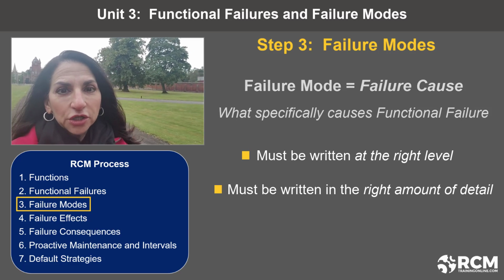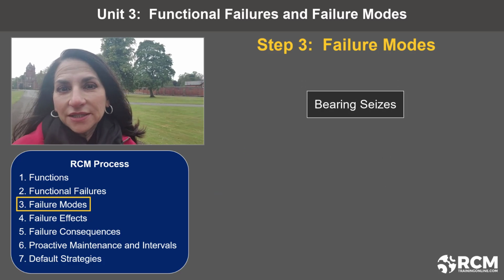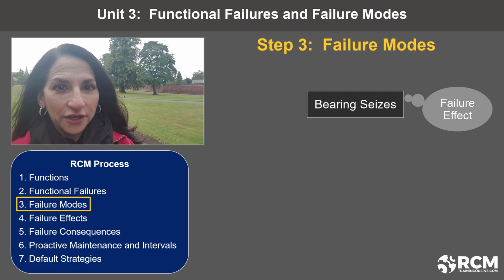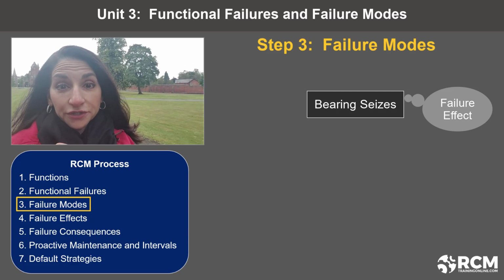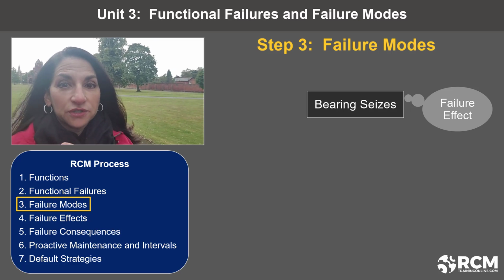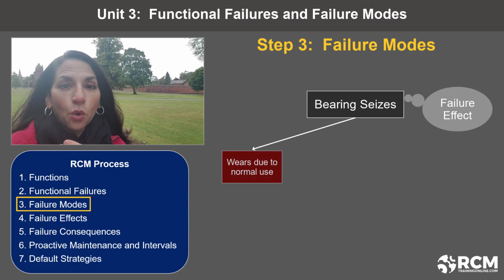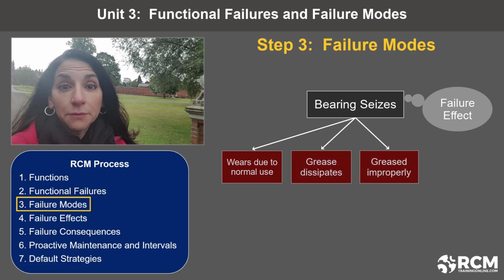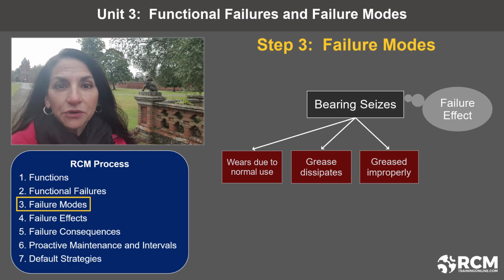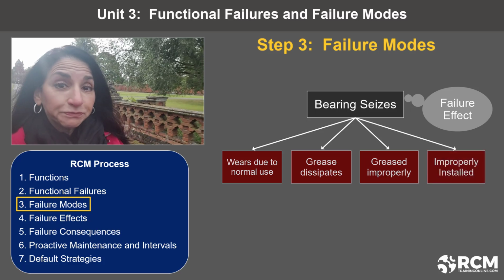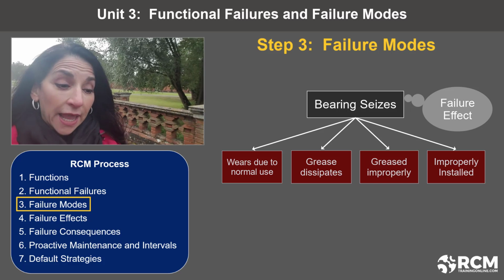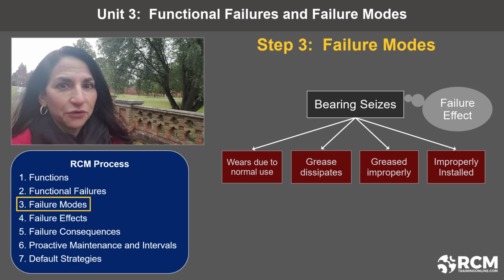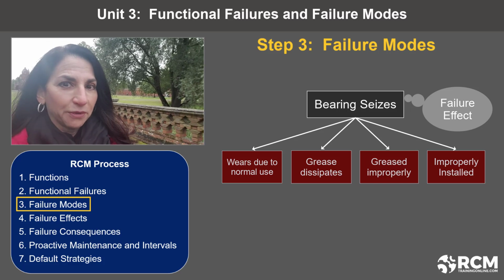For example, we could say bearing seizes, but really that's a failure effect. It's not really a cause. There are all sorts of things that could cause a bearing to seize. It could just wear out due to normal use, or the grease could dissipate, or maybe it could be greased improperly, or maybe the bearing could be fitted improperly. So it could be any number of things. And that's why it's so important to, number one, identify the applicable failure modes, but also to write them properly.